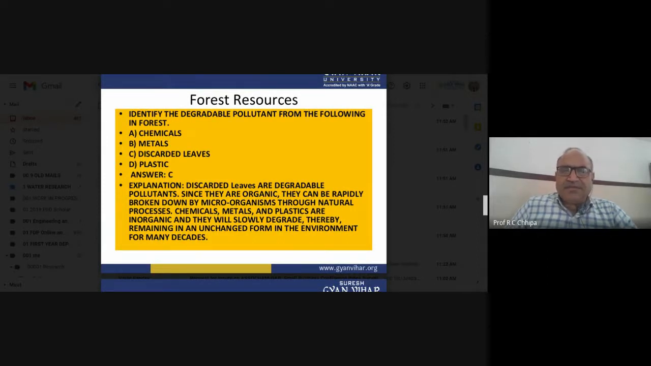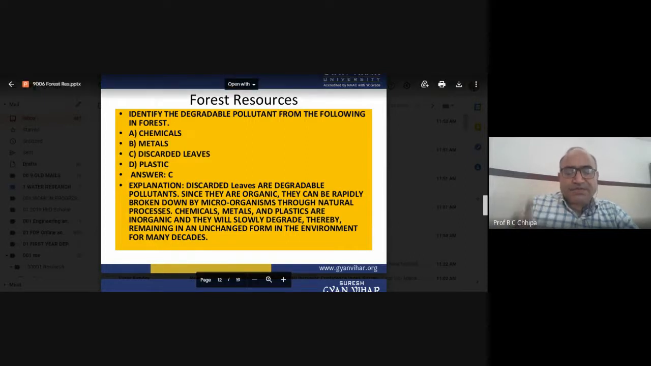Now another question: identify the degradable pollution from the following in forest: chemicals, metals, discarded leaves, or plastic. Here is the explanation: discarded leaves are degradable pollutants since they are organic, and they can be rapidly broken down by microorganisms through natural processes. The chemicals, metals, and plastics, whatever I have discussed, are inorganic, and they degrade slowly, remaining in an unchanged form.